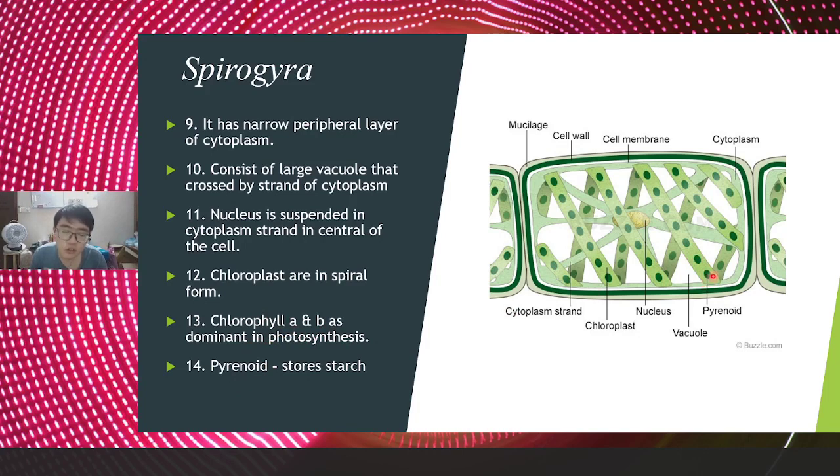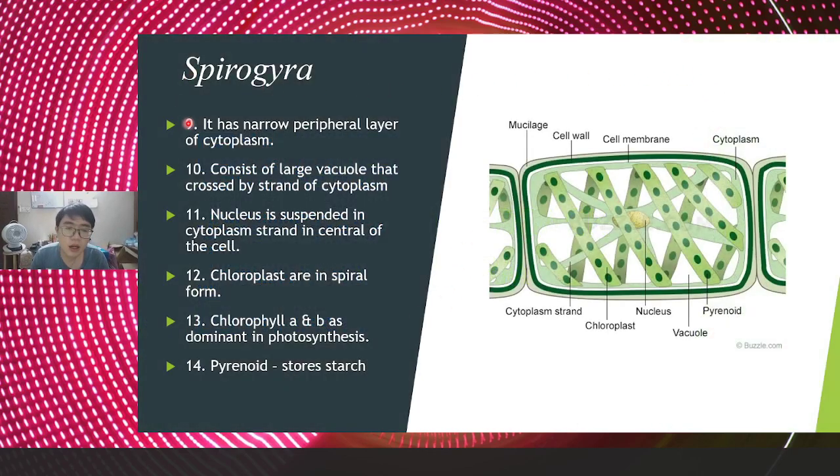Dia function dia beza dengan Chlamydomonas. In Chlamydomonas, the function of pyrenoid is to form starch and contain the carbon dioxide fixing enzyme. And for Spirogyra, the function of pyrenoid is only to store starch. It only stores starch, it will not form starch. Okay.